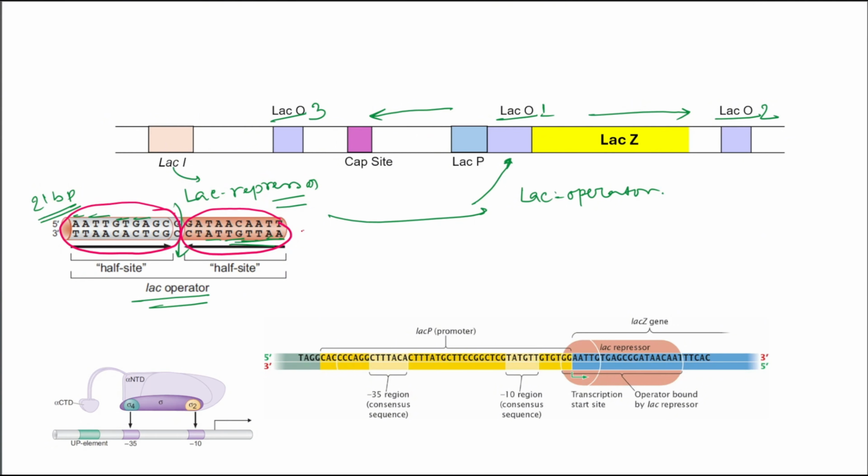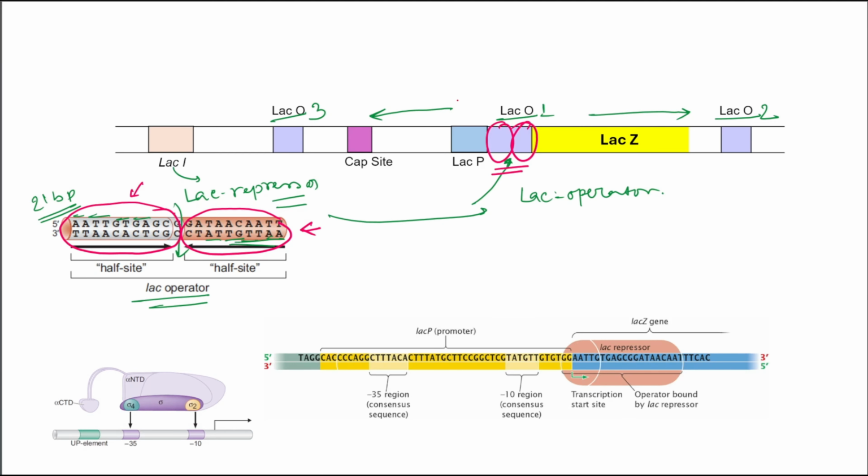So this is the operator sequence where the lac repressor binds, and each subunit of the lac repressor binds to one half of the operator site. So the lac repressor binds to the operator site in dimer form, because each half is recognized by one subunit of lac repressor and the other half by another subunit. So the lac operator is recognized by two subunits of lac repressor.